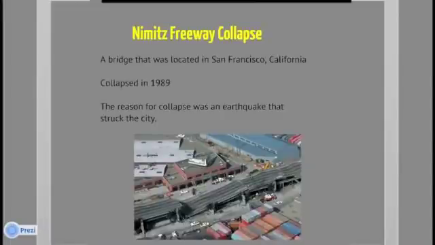One such incident was the collapse of the Nimitz Freeway in San Francisco, California in the year 1989. This collapse was caused by resonance that occurred with an earthquake that happened at the time. Earthquakes are considered to be dangerous due to the damage that they can cause, but surprisingly, they emit frequencies as low as 1 to 10 Hz.